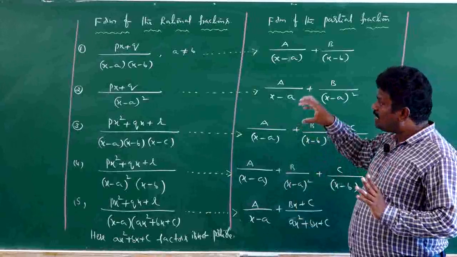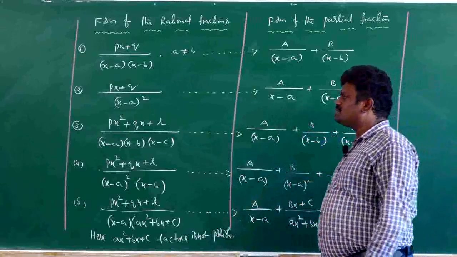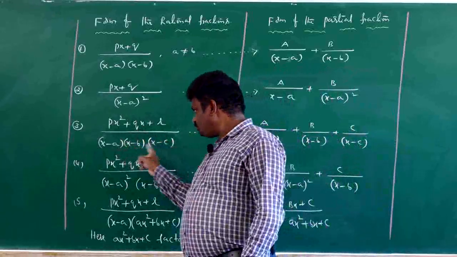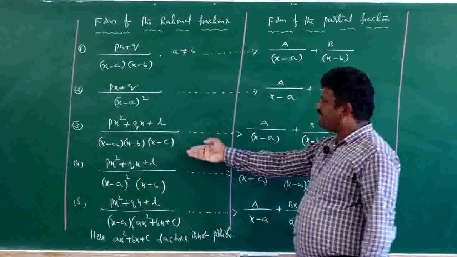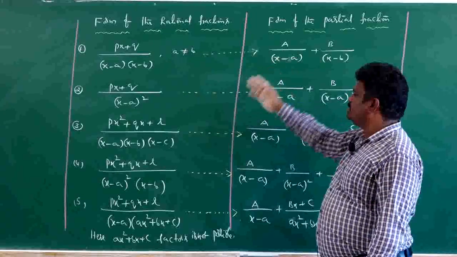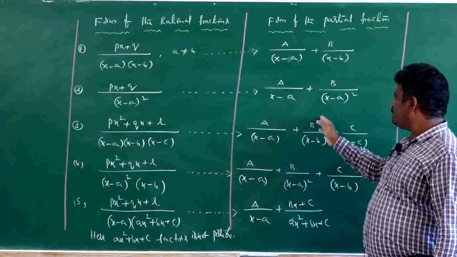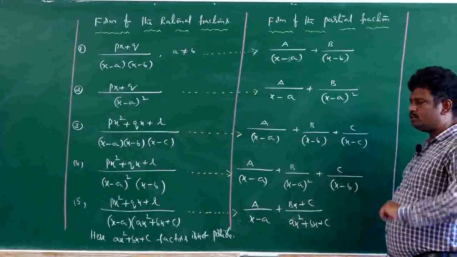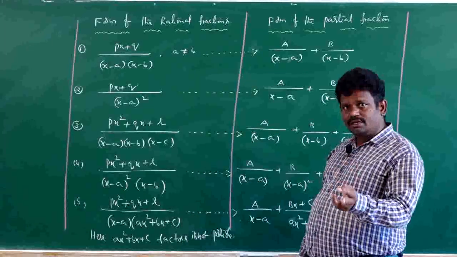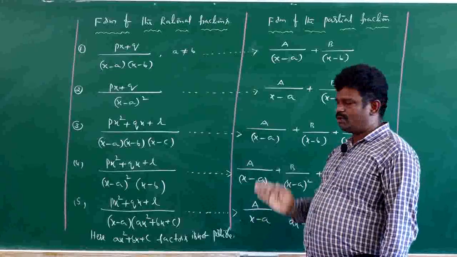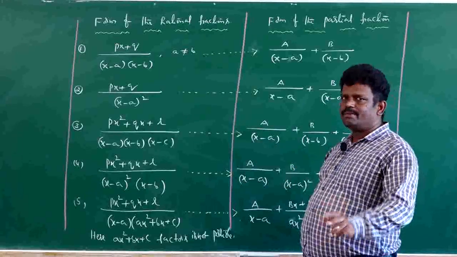Second case, repeated linear factor. Third case, here also a product of non-repeated linear factors is given. If 2 times, then A by, B by. If 3 times, then A by, B by, C by. Next, the fourth one: in the denominator, one factor is repeated and another is a non-repeated linear factor. One repeated, one non-repeated. Same process here also.